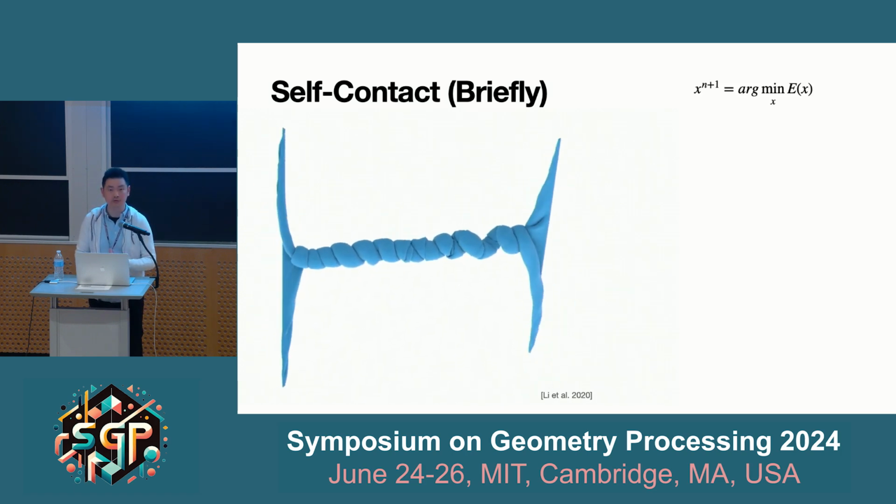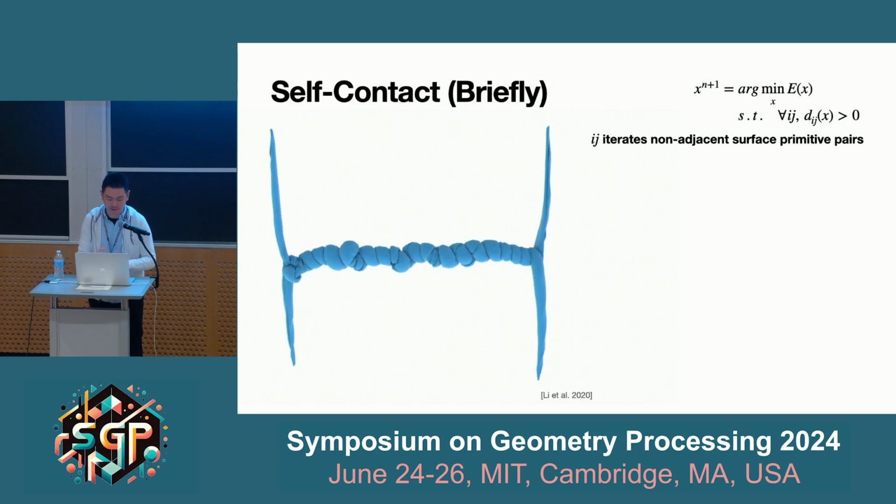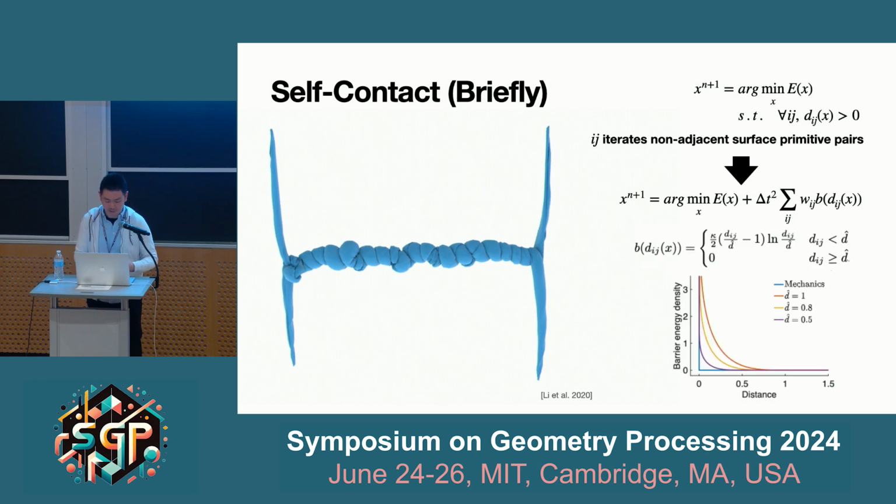And here, we are still solving this minimization problem, but subject to inequality constraints that require every non-adjacent surface primitive pair on this surface to have a positive distance throughout the simulation period. With this formulation, we can still solve the minimization problem with constraints to simulate this self-contact effect. And here, we are actually converting it to an unconstrained problem by using the barrier method, where the barrier function goes to infinity when the distance approaches 0, and it smoothly decreases to 0 when the distance gets larger. The threshold d hat controls the compactness of the function, and if the threshold gets smaller and smaller, then the simulation will be more accurate to the discontinuous phenomena of contact.